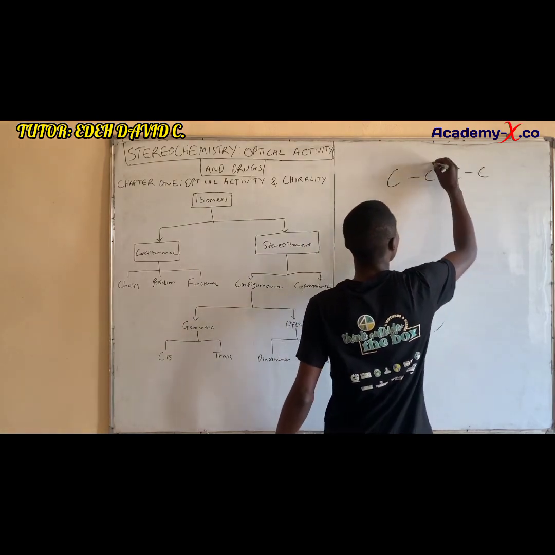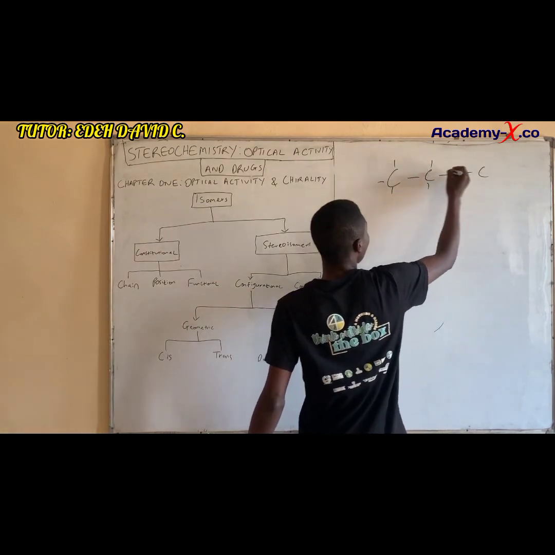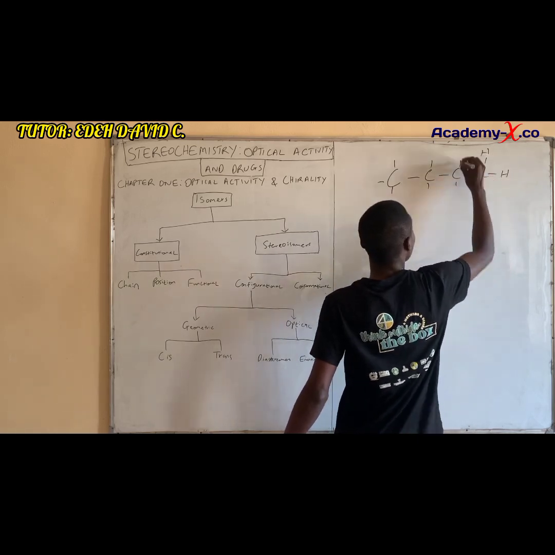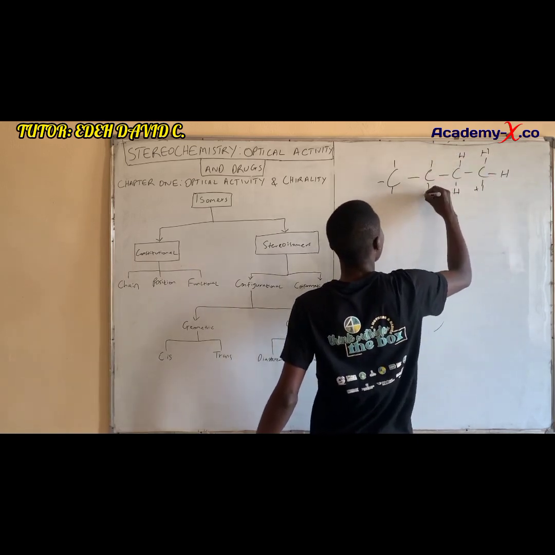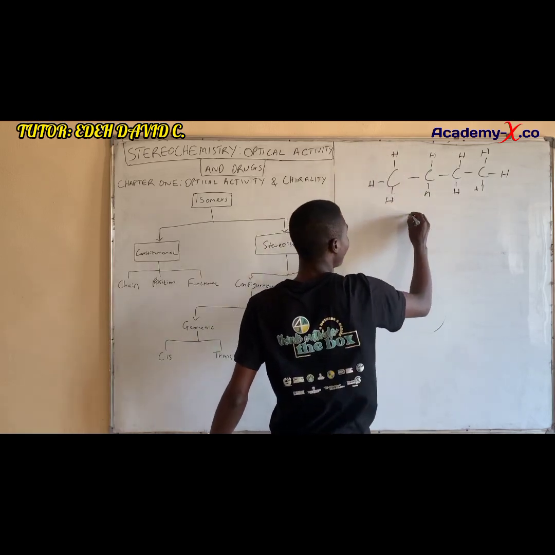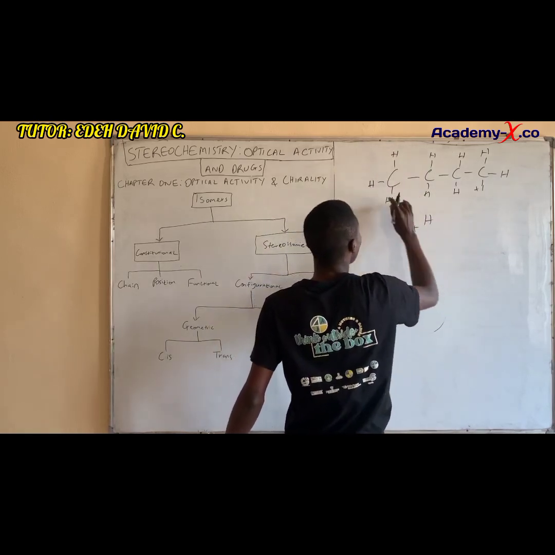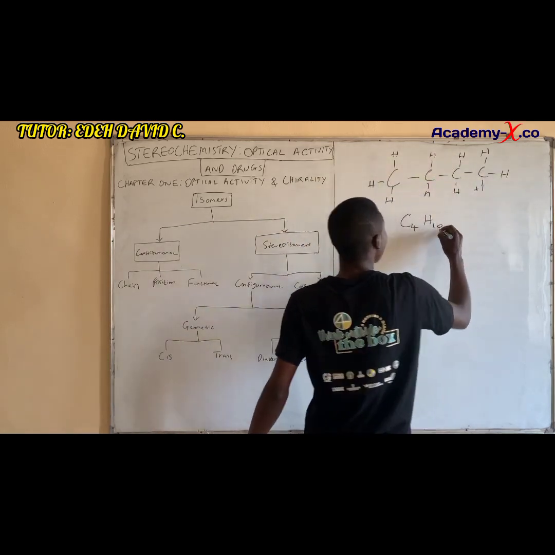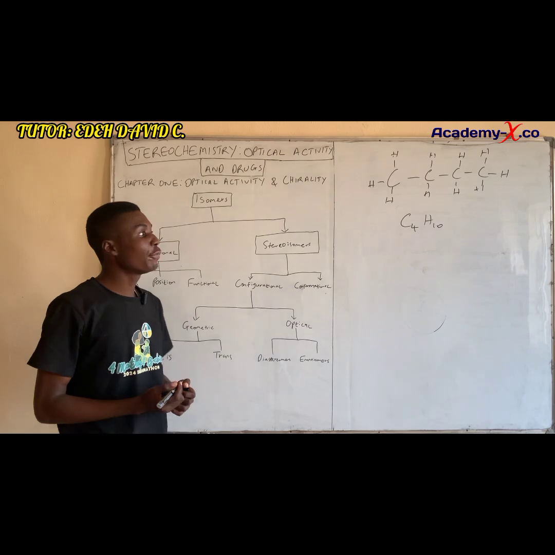Butane has 4 carbons, and then we have hydrogen all around. This is butane, and butane has a molecular formula of C4, 1, 2, 3, 4, 5, 6, 7, 8, 9, 10, C4H10. This is the molecular formula for butane.